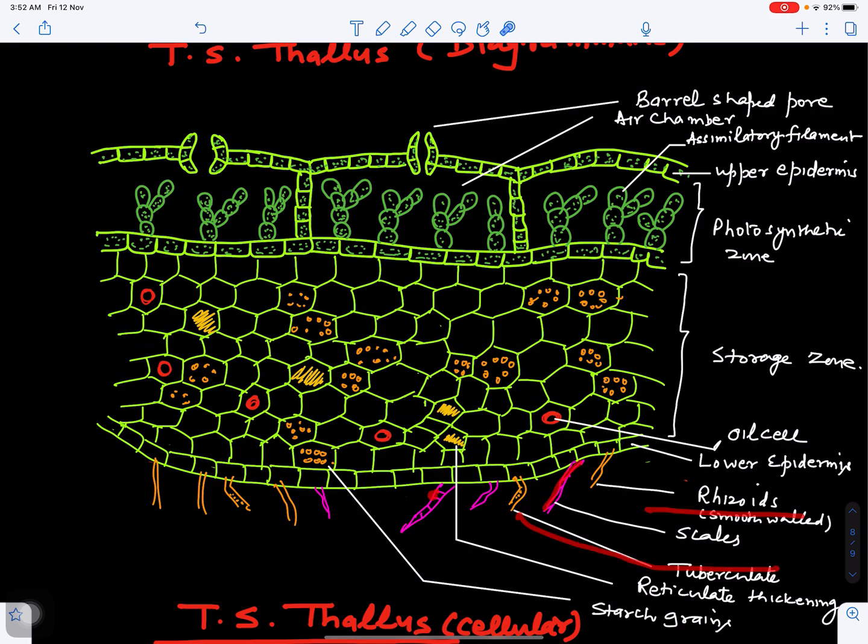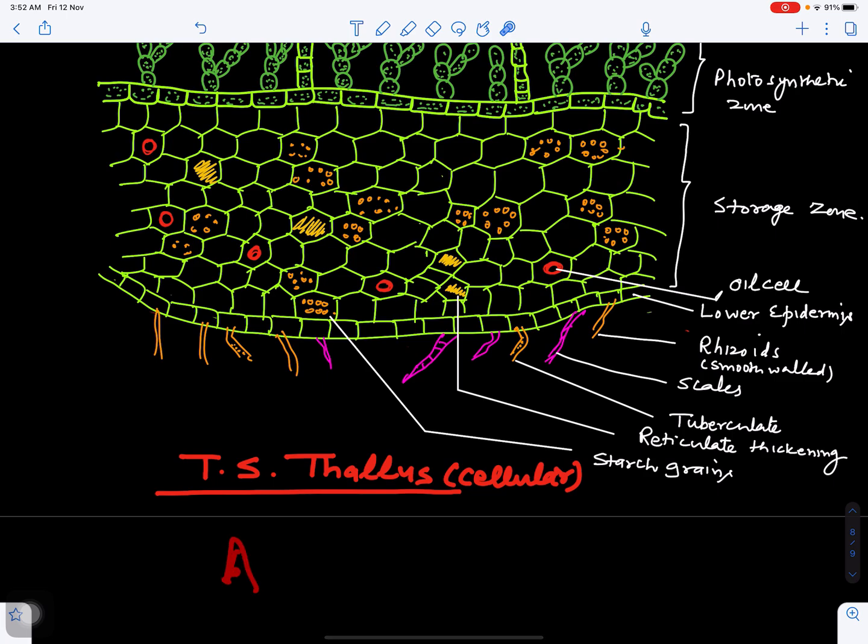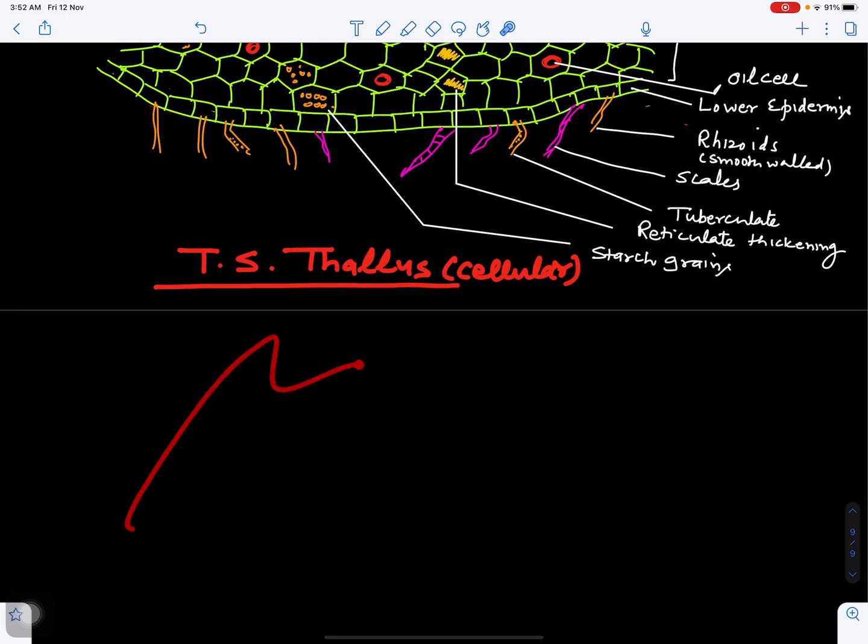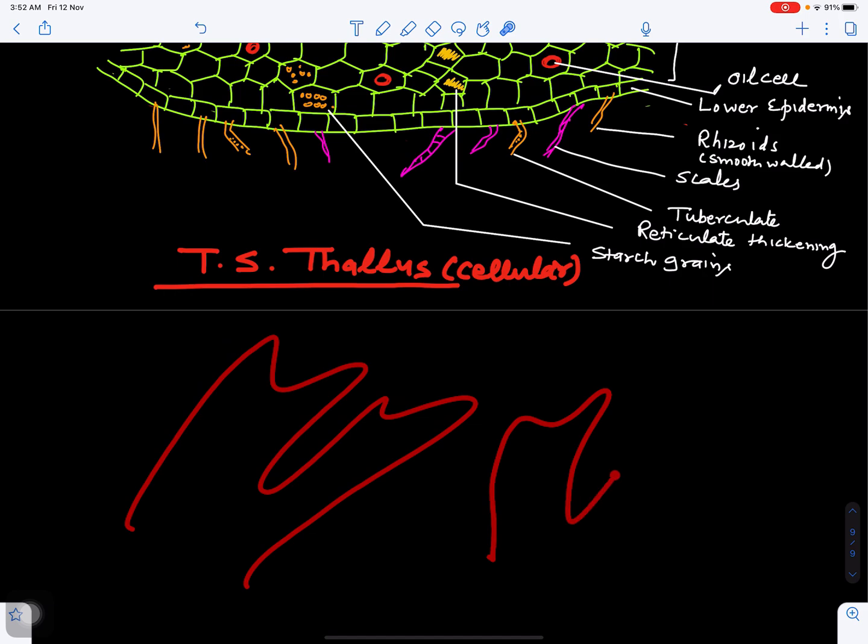Then it has scales present on the lower surface. Scales are of two types: simple scales, that is ligulate scales, and appendiculate scales. So scales are of two types which are present on the lower surface, that is, on the ventral surface of the thallus. If this is the dorsal surface, then on the opposite side rhizoids will be present. So this will be the ventral surface of the thallus.